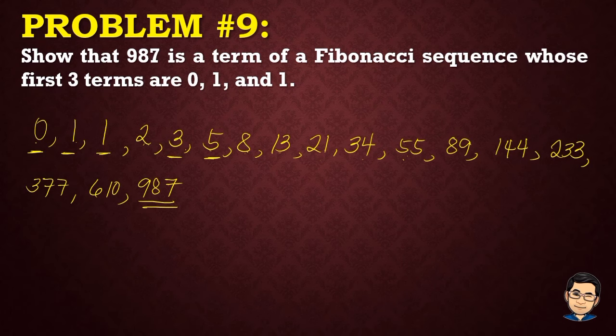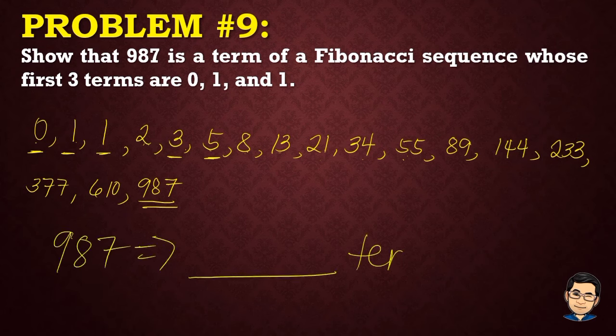So, kung tinatanong ka, pang ilang term yung 987, so, bibilangin lang natin. So, yung 987, pang ilang term siya, so, bilangin natin. So, 1, 2, 3, 4, 5, 6, 7, 8, 9, 10, 11, 12, 13, 14, 15, 16, 17. So, 17 terms siya ng ating given Fibonacci sequence. So, yung mga terms na yan, pwede naman magsimula kahit saan. Okay, like for example, magsisimula ka sa 5, 8, tapos 13. Okay, so dito nagkataon na nag-start tayo talaga sa 0, tapos 1, 1, and so on.